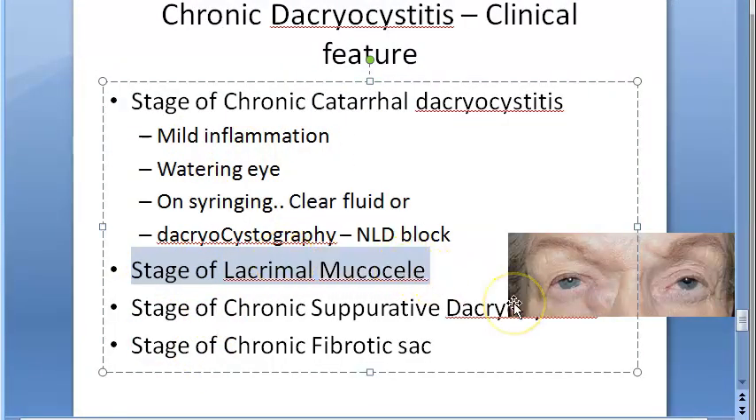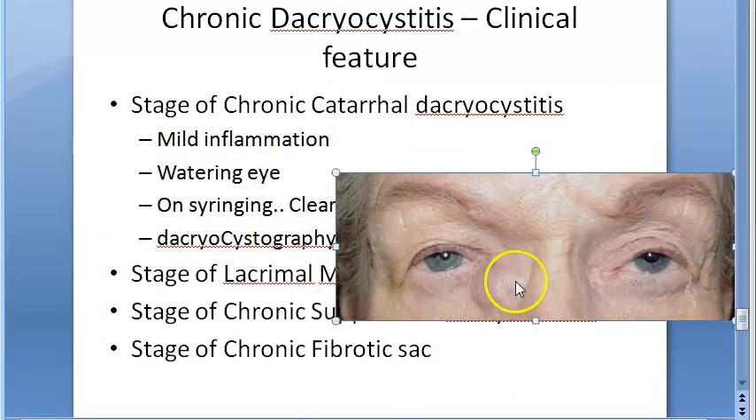Now let us move on to the stage of lacrimal mucocele. What will be there in this stage? Constant epiphora, that is, the outflow of tears is blocked, and a swelling just below the inner canthus. On the regurgitation test, when you put pressure on the lacrimal sac, you will get milky or gelatinous mucoid fluid from the lower punctum. Are you understanding what is happening, guys? There will be a swelling just below the inner canthus. That is a mucocele.